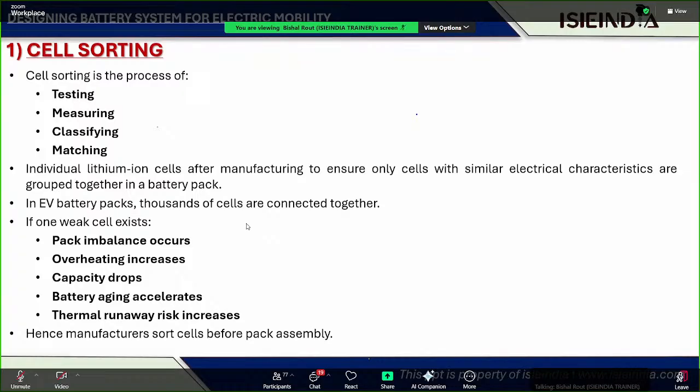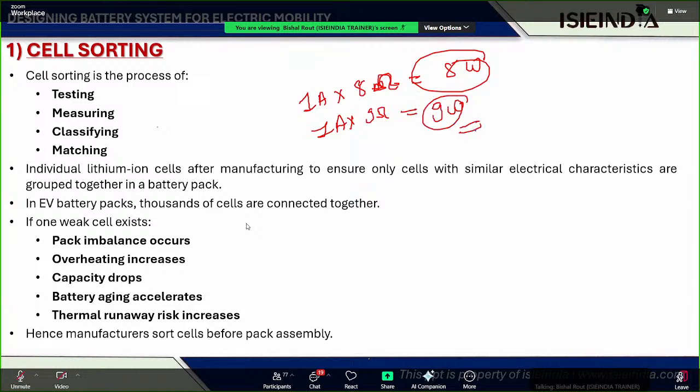And if I pass 1 ampere of current through 8 milliohm, or 8 ohm let us suppose, how much watt will it give? 8 watt, right? And if the same 1 ampere goes through 9 ohm internal resistance, it will give you 9 watt. So you can find that here the heat is higher and here the heat is lower.